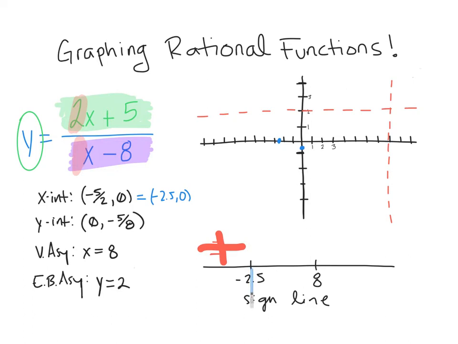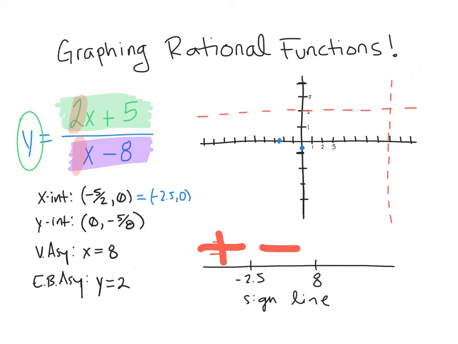Now, for our sign line, let's look at a number between negative 2.5 and 8. Guys, we've already done that. What number is between there? It's 0, and if you look right here, we've already found that when you plug in 0, you get a negative number, just like we did for our y-intercept. So that's going to be negative.